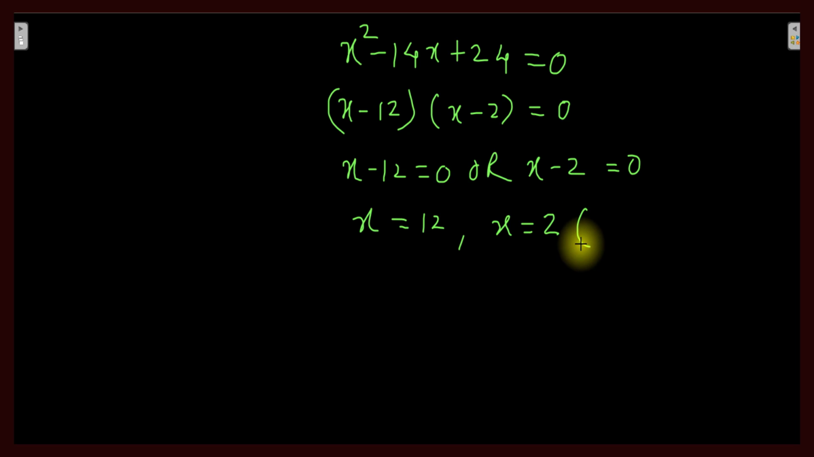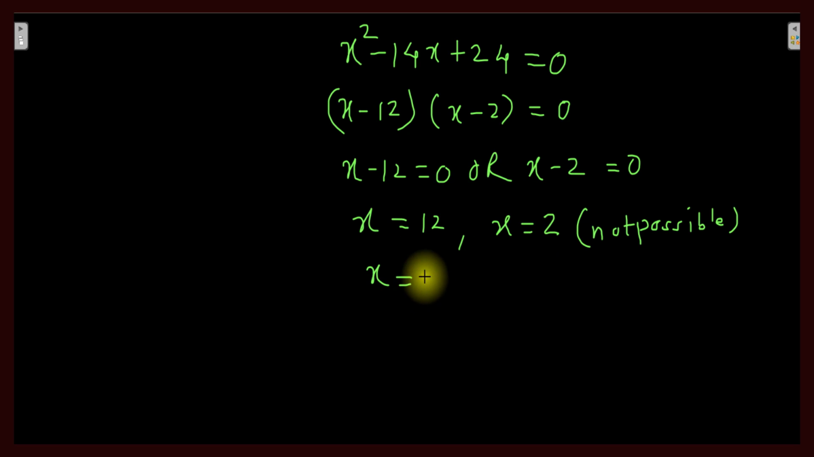But x is equal to 2 is not possible. Why is x equal to 2 not possible? Because it is said that A takes 6 days less than that of B. And so if you take x, it is the number of days taken by B to finish the work, and 2 minus 6 will be minus 4 days. That will be the days taken by A to finish the work. So that is not possible.